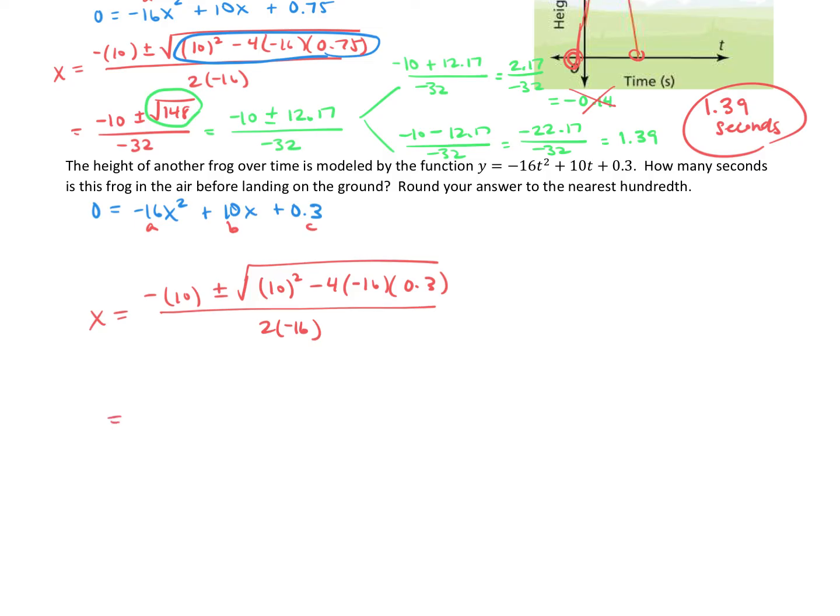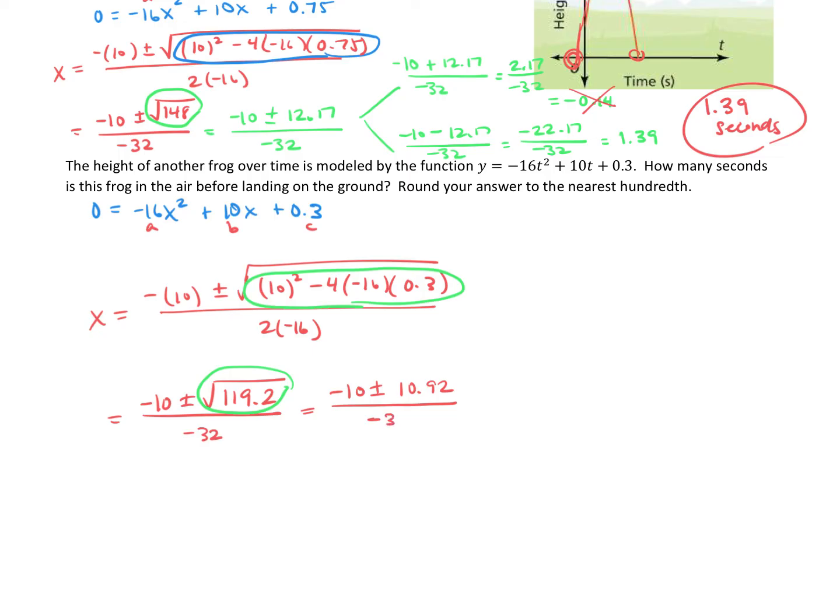All right, so that negative 10 is just negative 10 plus or minus the square root of. Grab your calculator, type in 10 squared minus 4, parentheses, and so on, all of that. Type it in exactly as you see it. When you do that, you get 119.2, all over negative 32. Next step, let's actually take that square root to see what we get. That gives us negative 10 plus or minus the square root of 119.2, which is 10.92, all over negative 32.